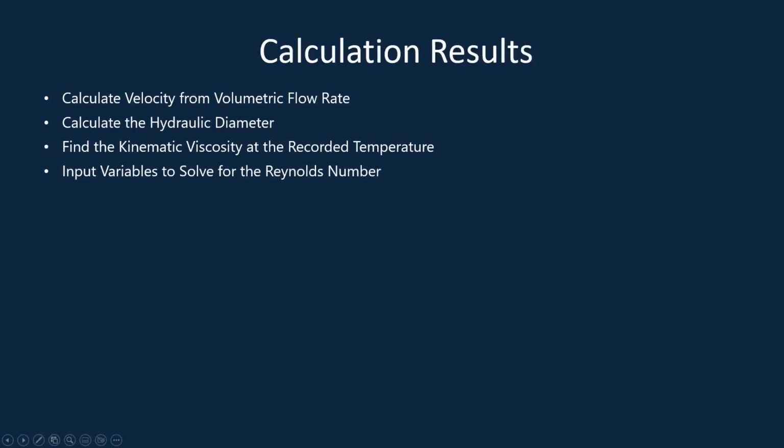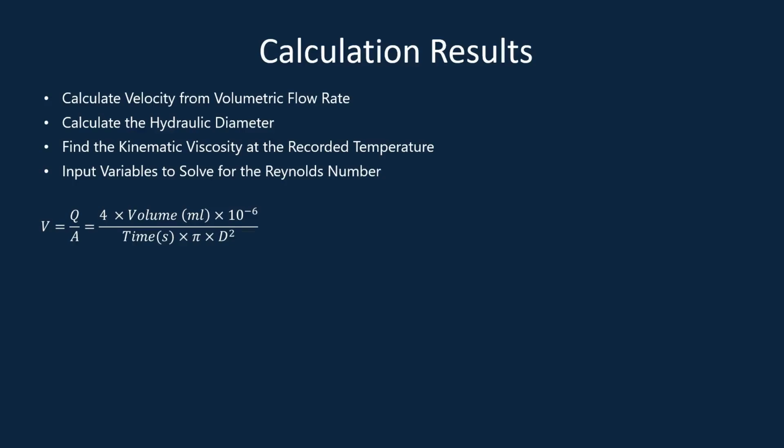Let's walk through how to calculate the Reynolds number for flow in a pipe using the steps shown in this diagram. First, we begin with the volumetric flow rate. We acquired this through our testing by measuring the volume over a period of time. From this, we're able to calculate the average velocity of the fluid using the formula velocity equals the volumetric flow divided by the cross-sectional area. In this case, it's the cross-sectional area of a pipe.